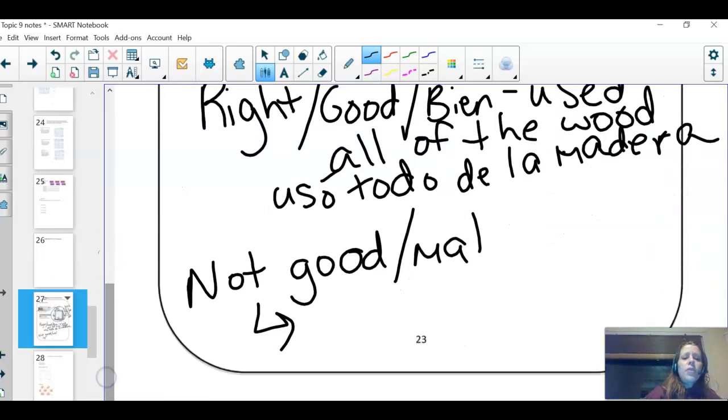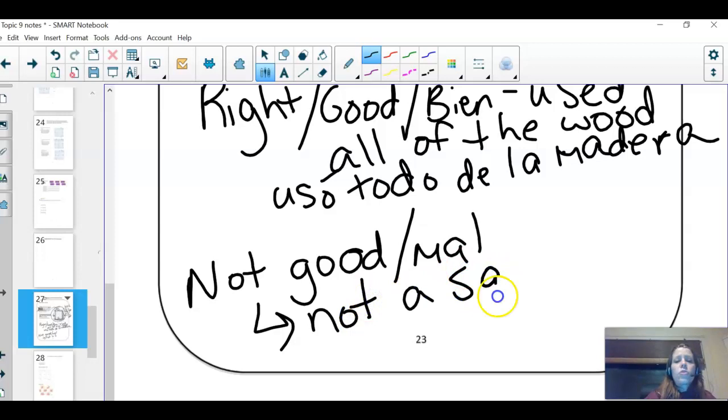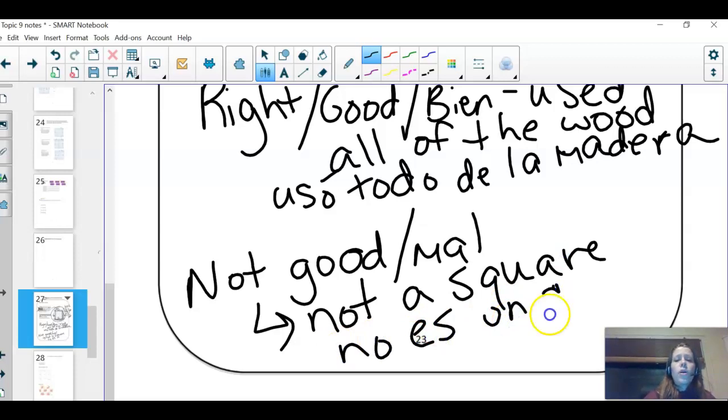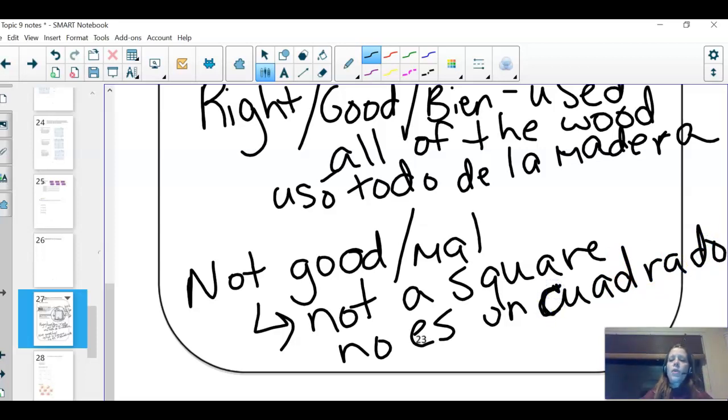So that's something not a square. No es un cuadrado. Okay? So, ese es un C. So it's not a square.